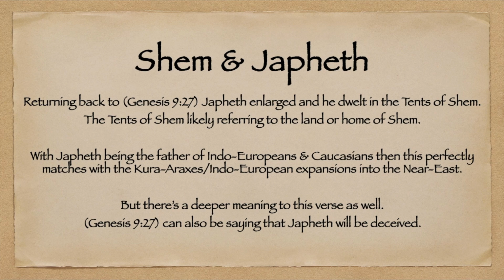But there is a deeper meaning to this verse as well. Genesis chapter 9, verse 27 can also be saying that Japheth will be deceived.